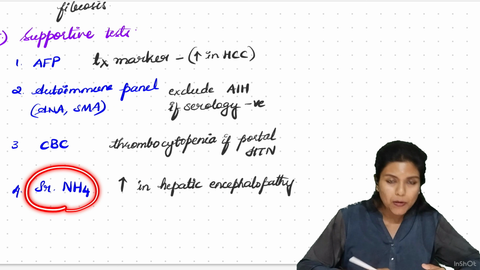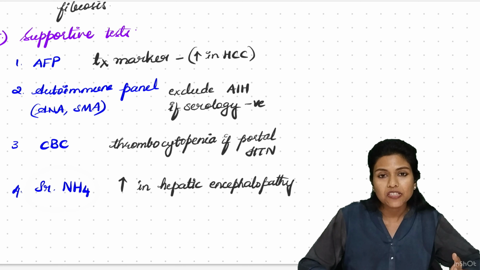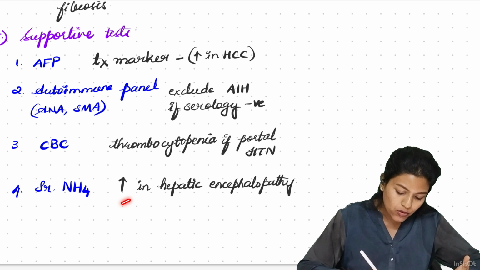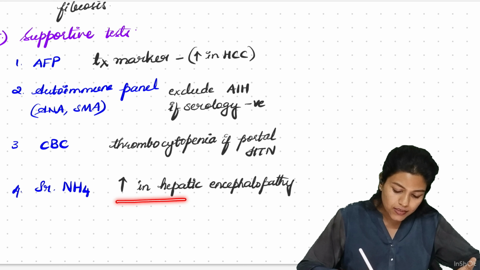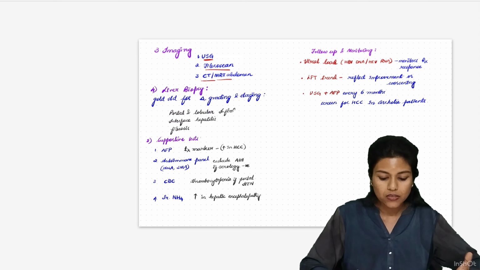And coming to the serum ammonia, because the detoxification function goes down, ammonia levels rise in the blood. It is seen in hepatic encephalopathy. In hepatic encephalopathy, when you check serum ammonia levels, they will obviously be raised because the detoxification function goes down.